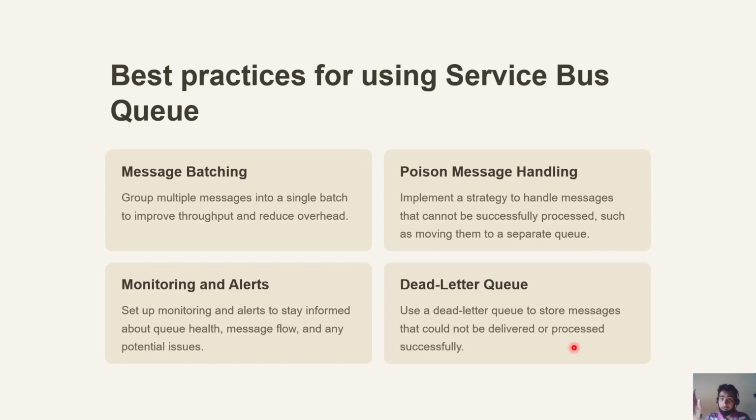Then poison messaging. Sometimes it may happen that we are not able to send some message, so at that time we should have a clear mechanism for what to do with those messages, otherwise it will keep trying and kill our throughput. For that, the next point is the dead letter queue. Whatever messages we are not able to process, we can put in a dead letter queue, so that later on we can see what happened with those messages.